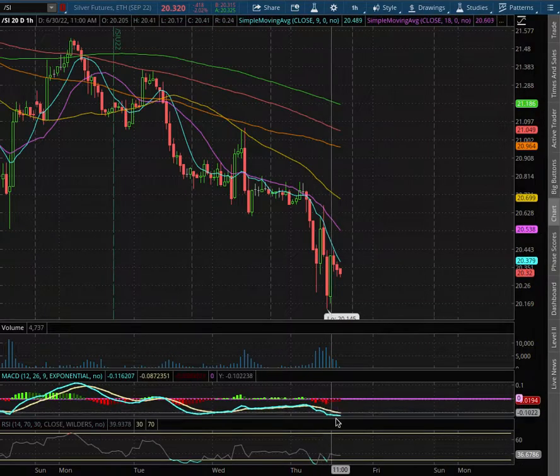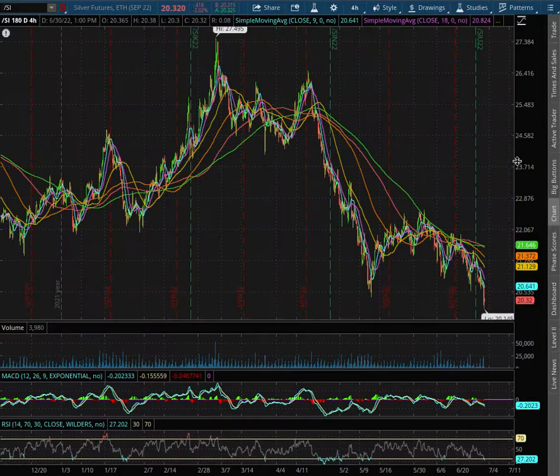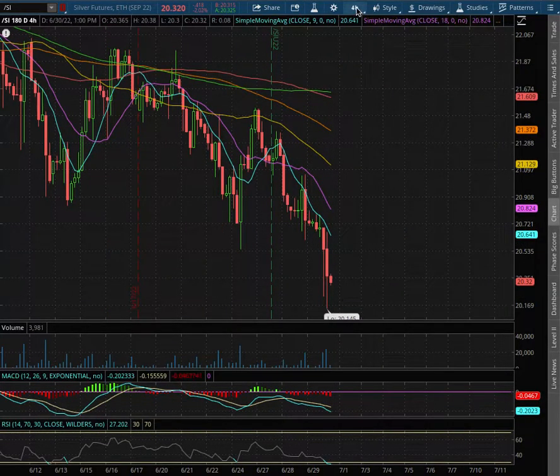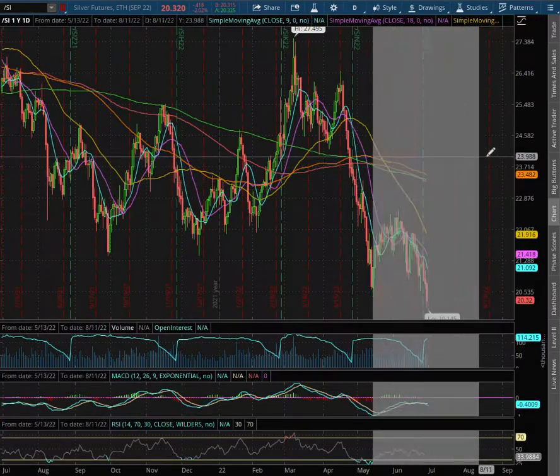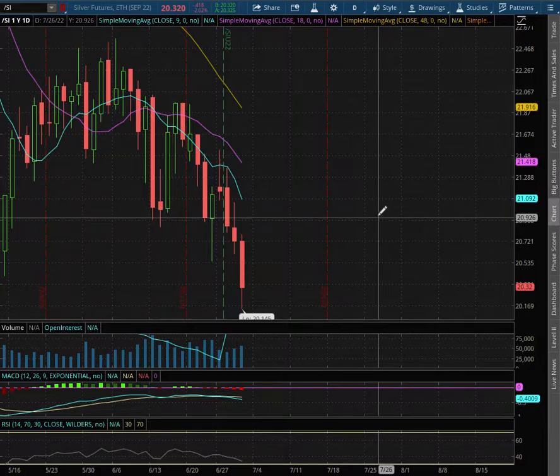We are in NUGT. We're off of oversold levels with the RSI. With the 4 hour chart, we are in NUGT and approaching oversold conditions with the RSI. And with the daily chart, we see the same action, NUGT, and approaching oversold levels with the RSI.